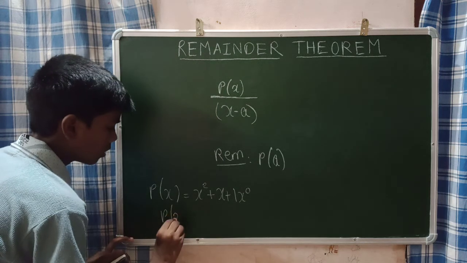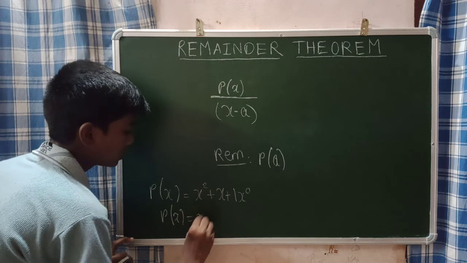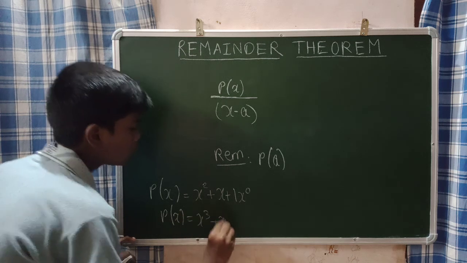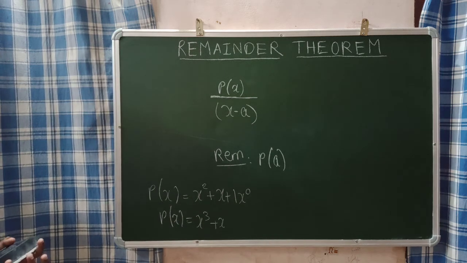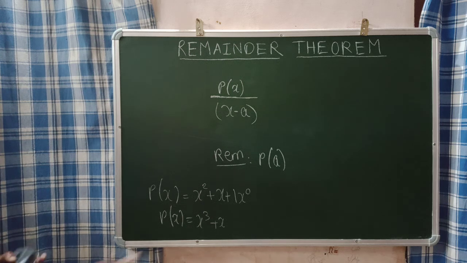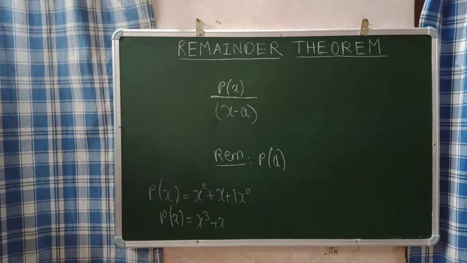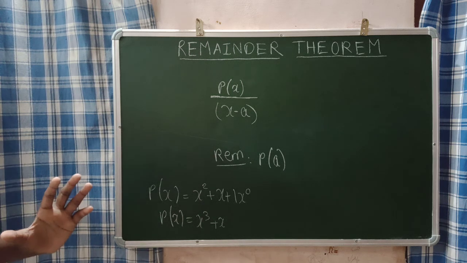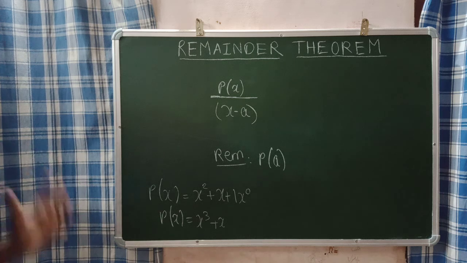Another example is x cube plus x. This is also a polynomial, and there are many types of polynomials, because the powers are whole numbers. That is what is very important. A polynomial can be any expression, but the power should be a whole number.